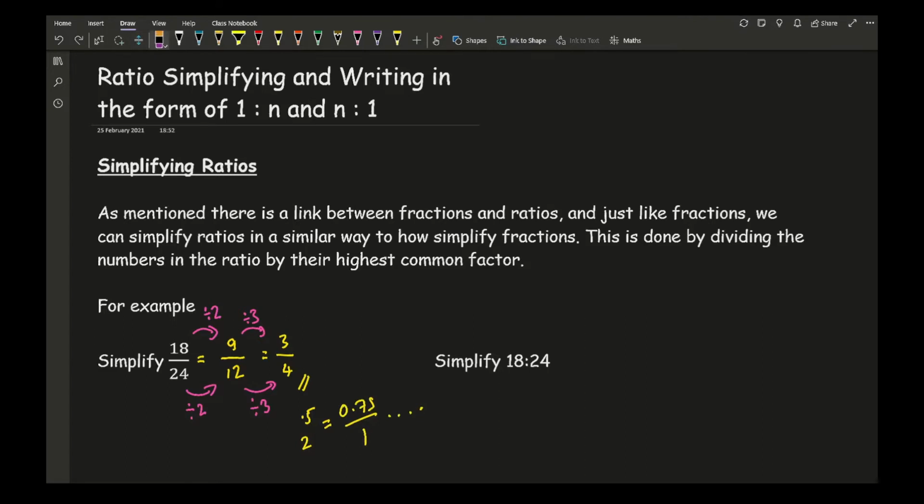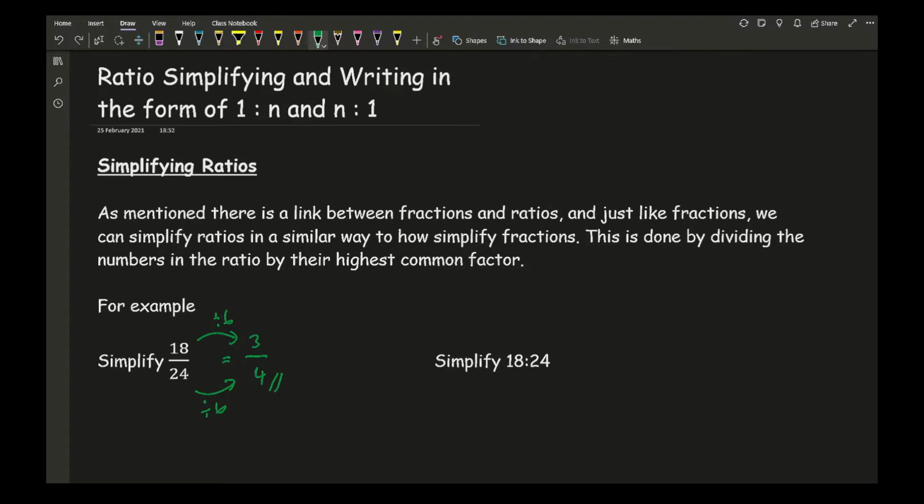Now, another alternative is to think of the highest common factor. What's the highest common factor of both 18 and 24? That would be 6. So if I recognized it was 6 and divided both numbers by 6, then I would end up getting to the final answer of 3 over 4 a lot quicker without breaking it into steps.